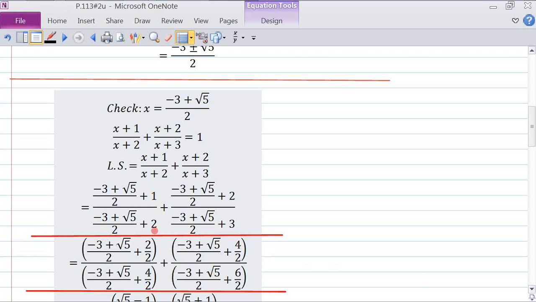So instead of 1, I'm going to write 2 over 2, so we get a common denominator. Instead of 2, I'm going to write 4 over 2. Instead of 2, I'm going to write 4 over 2. And instead of 6, I'm going to write 6 over 2.